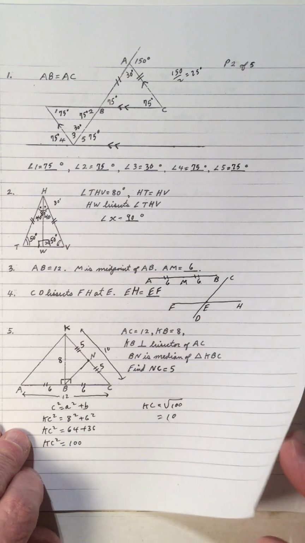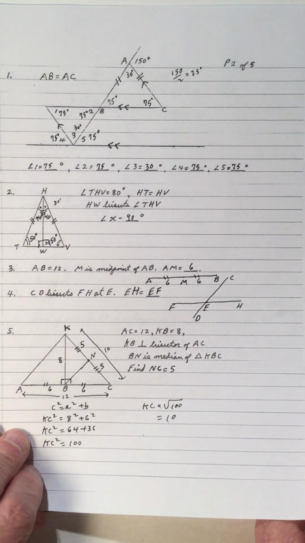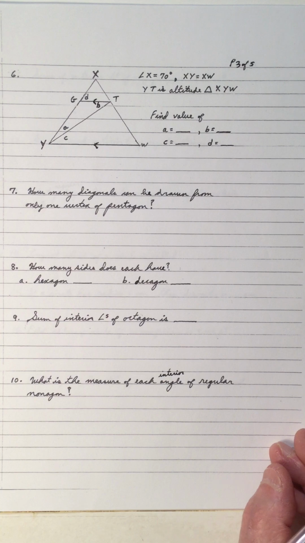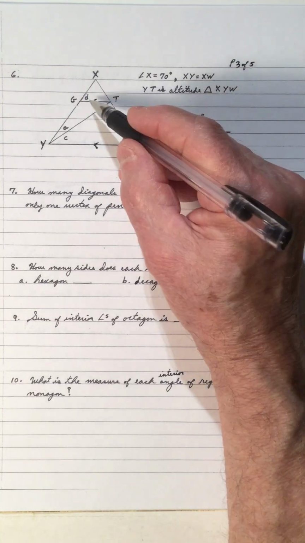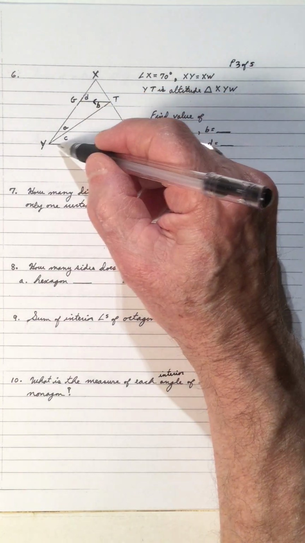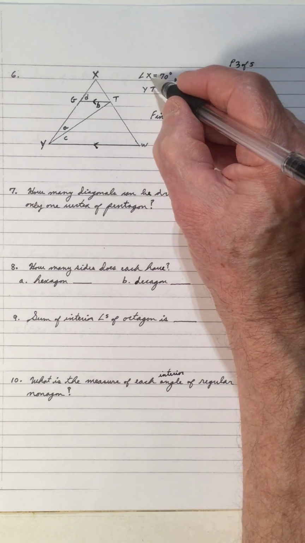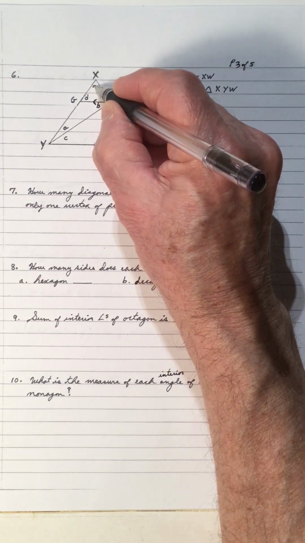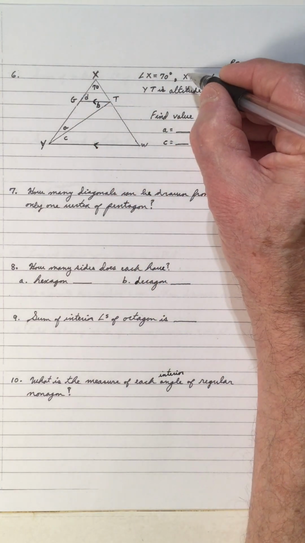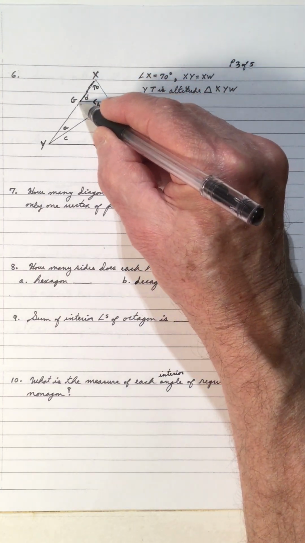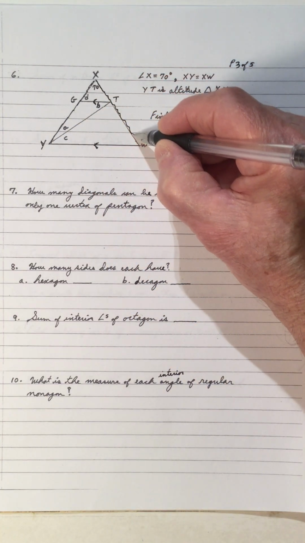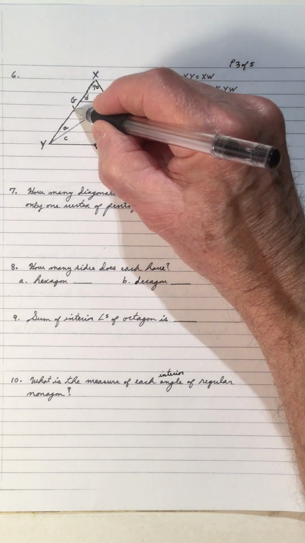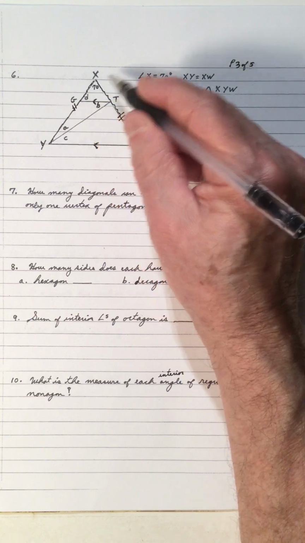Again, using all the info that you can: median, perpendicular bisectors, etc., and the Pythagorean theorem. A good question. Here we go at number 6. We have a triangle XYW. We have GT parallel to YW, and angle X is 70. So this is 70 degrees right here. And it says that XY, this segment, is equal to XW. Again, these two segments are equal.